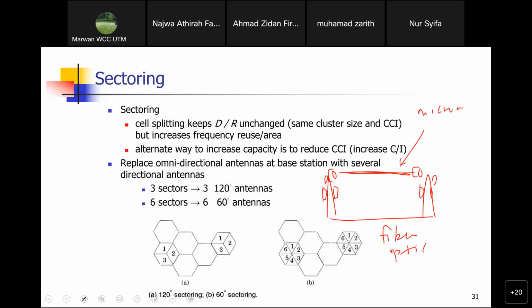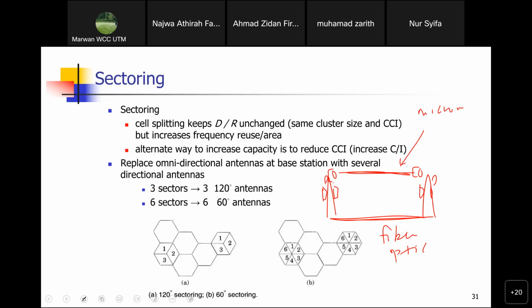The square long ones are for the sectorized. Normally, if you look at the tower, there are three. On top of it, there is a circle one. If there is a circle antenna, it means there is no fiber optic connecting to the tower, so they have to connect tower to tower by using another wireless link.